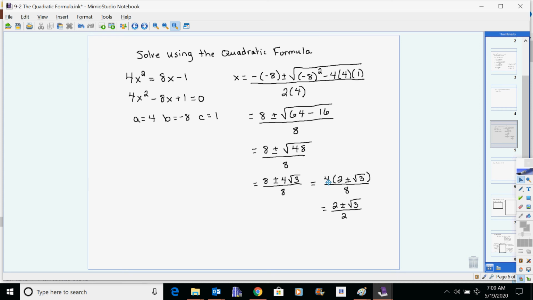So this becomes a 1, this becomes a 2, because dividing numerator and denominator by 4. And I can't cancel these 2's out. I have to leave it like this, or if you wanted to separate it, you could separate it into 2 over 2, which would give you 1, and square root of 3 over 2. Okay? But you don't have to. You can just leave it like this.